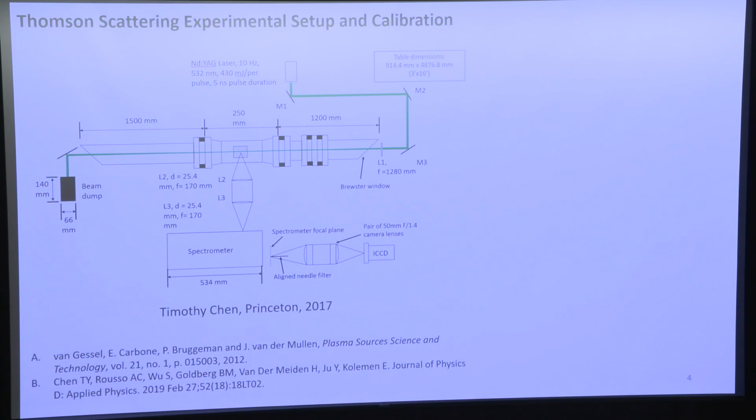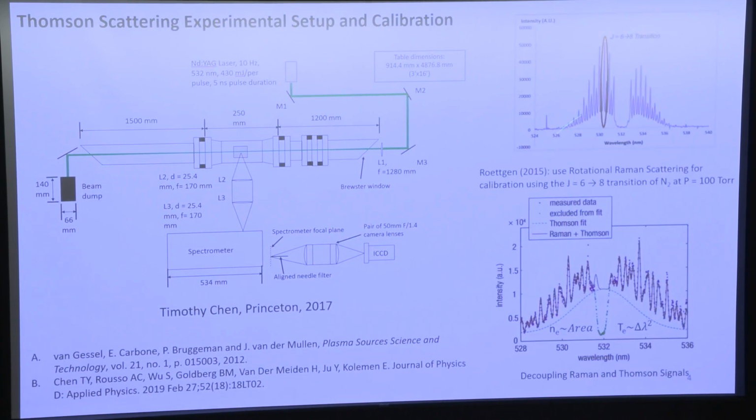So I'll show you this experiment that my grad student, Tim Chen, set up. It is very similar to the Rayleigh scattering. You have a YAG laser at 532, you pick a Brewster window to reduce the reflection, and you come into the plasma discharge. You collect the Thomson scattering, put it in the spectrometer, connect to an ICCD, and collect the signal.